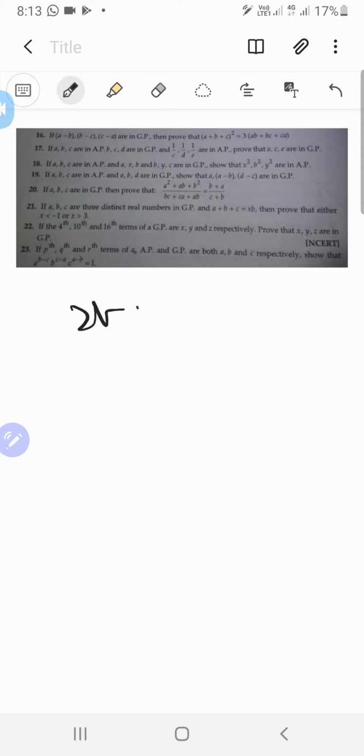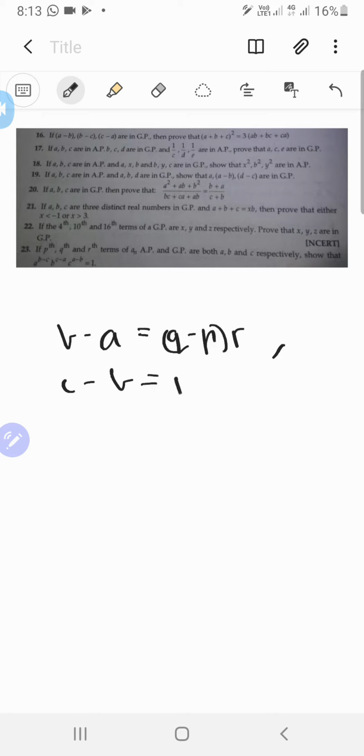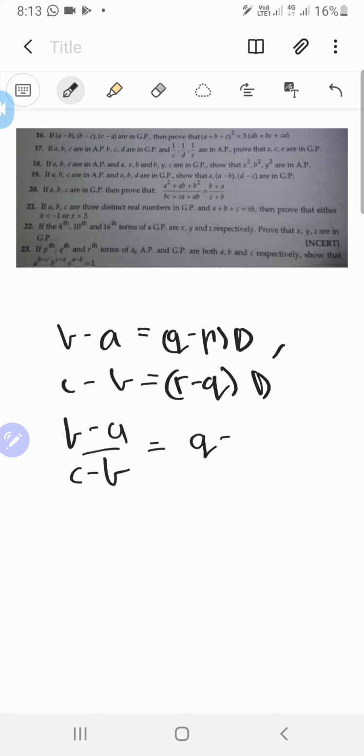Let's do it like this: b minus a is going to be q minus p times d, and c minus b is going to be r minus q times d. Let's call this d right now. When you divide this, you get b minus a upon c minus b equals q minus p upon r minus q. Fine.